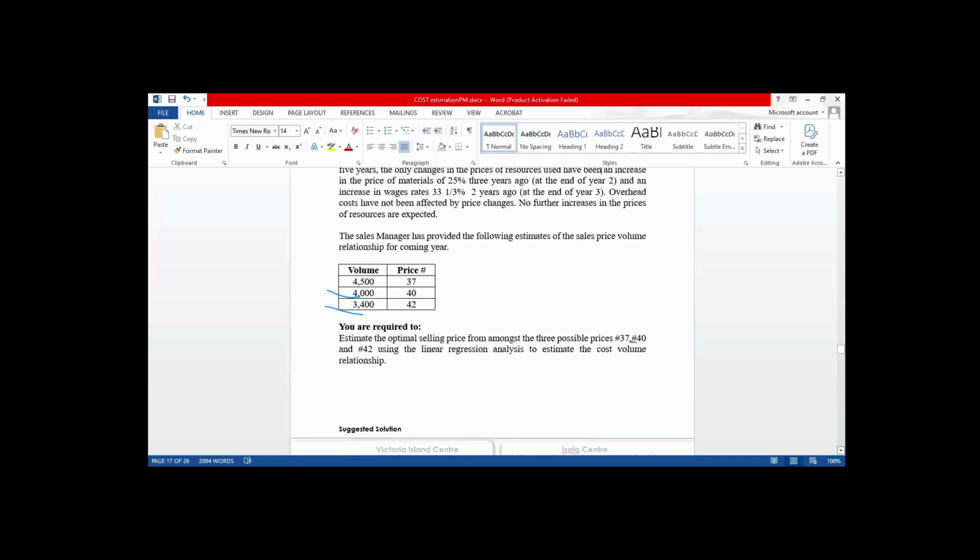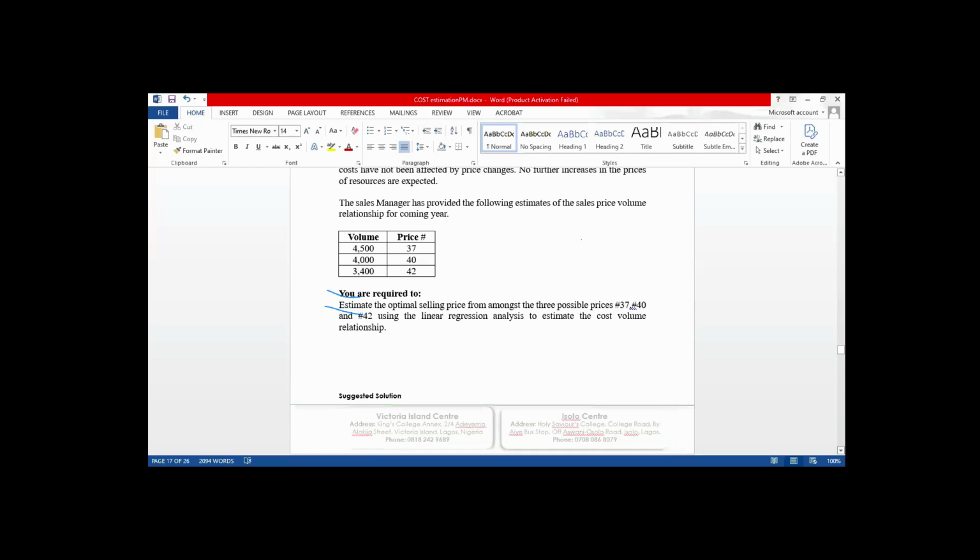The sales manager has provided the following estimates of sales price volume relationship for the coming year. Let's explain this. For the coming year, that is future year, if the price is 37 naira, sales volume will be 4,500 units.